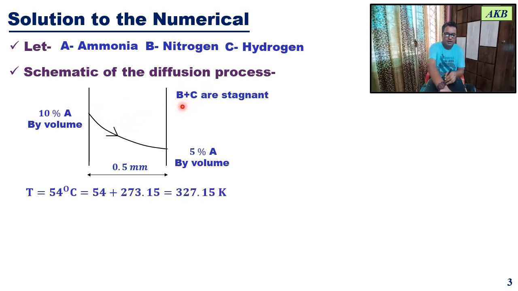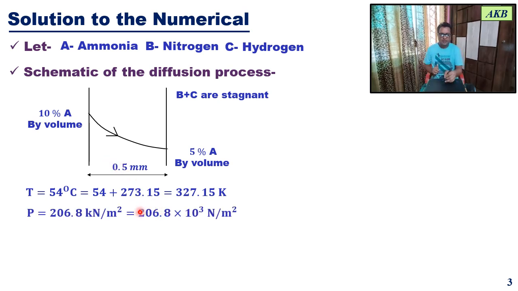What other information is available with us? The other two components, the mixture of the remaining two components, that is nitrogen and hydrogen, B plus C. That mixture is stagnant. Only A is diffusing, and it is diffusing from a high concentration plane to a low concentration plane. The high concentration plane and low concentration plane are separated by a distance of 0.5 mm. This is what is given in the numerical statement.